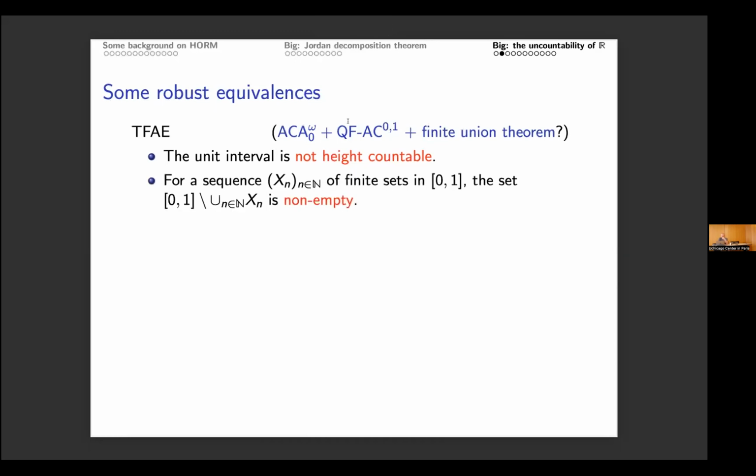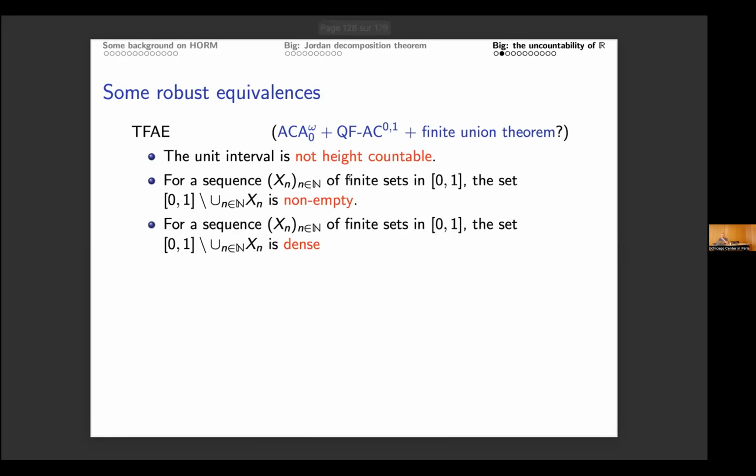For example, this is just a reformulation of the definitions. If you have a union of finite sets, the complement is non-empty. Well, sure. The complement is actually dense. That's still equivalent. The complement is not height countable. There is no injection to N. There's no bijection to N. They're all equivalent. So it has a robustness, which is nice.